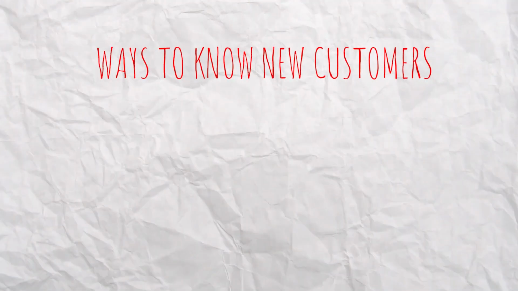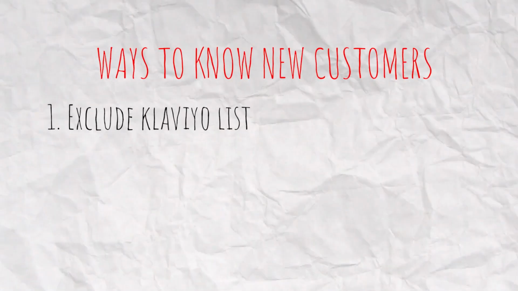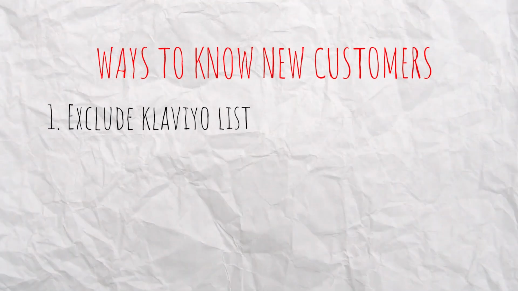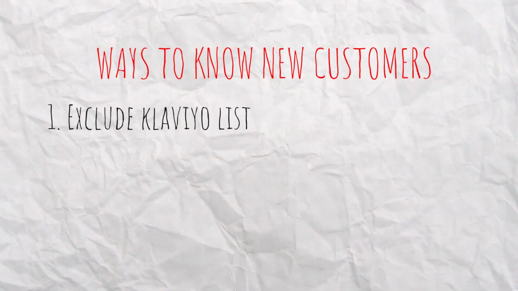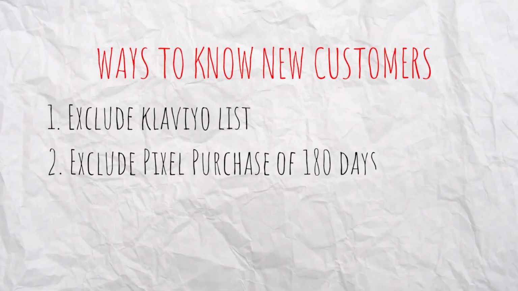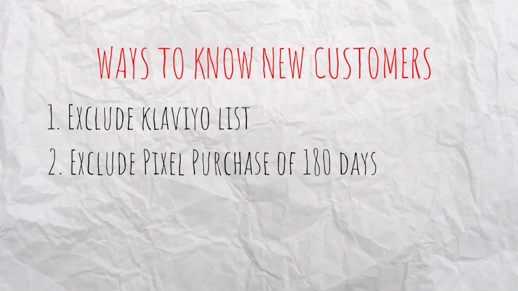So one way to do this is to exclude your Klaviyo list. There's a very good integration between Klaviyo and Facebook ads, which allows you to exclude your existing customers, and it's updated in real time. And also you can exclude your pixel purchase of 180 days. It's the maximum range you can go back to. And by excluding those 2, the chance of you reaching new customers is so much higher.